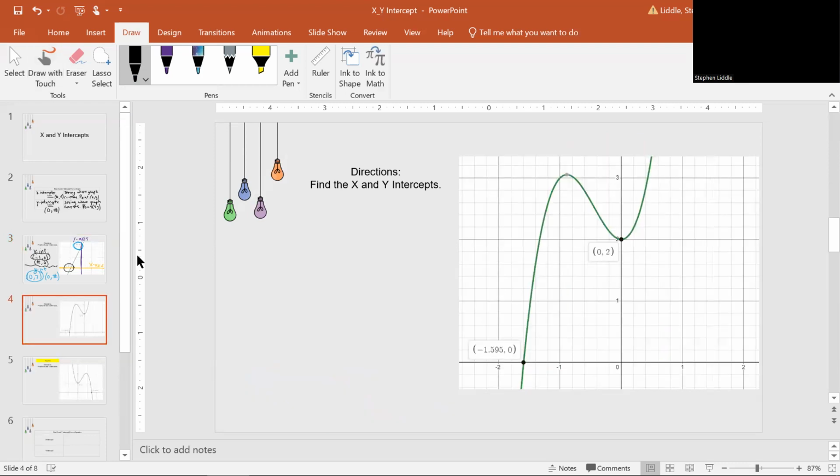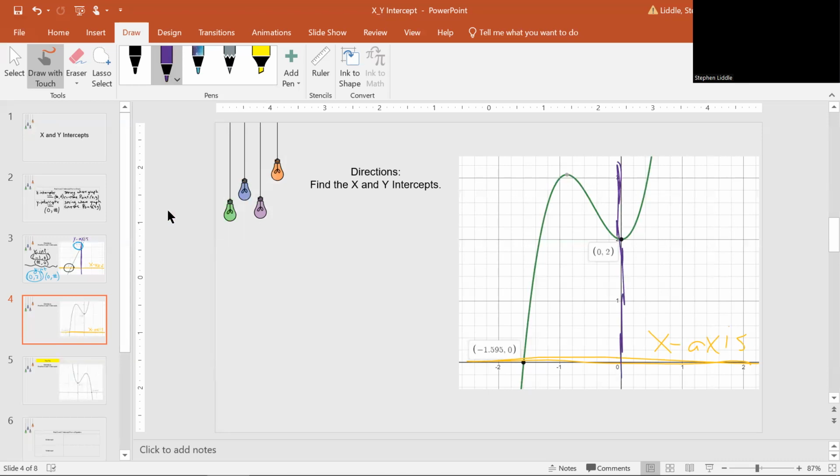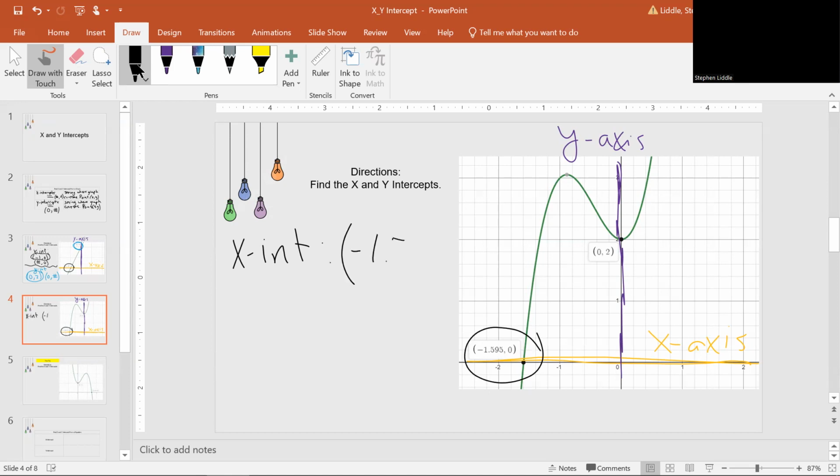Another example, we're going to look at this green line. Again, this yellow here is our x-axis. Our purple will be our y-axis. So I want to find my x-intercept. We're going to look at this yellow highlighted part where the graph crosses, which is here. So our x-intercept is -1.595, comma 0. Our y-intercept is going to be where it crosses the y-axis at 0, comma 2.